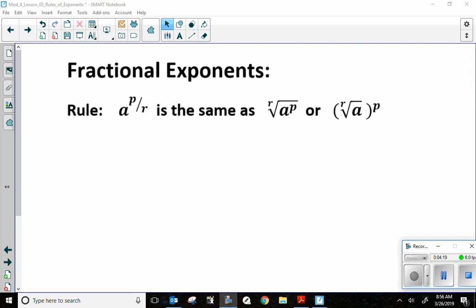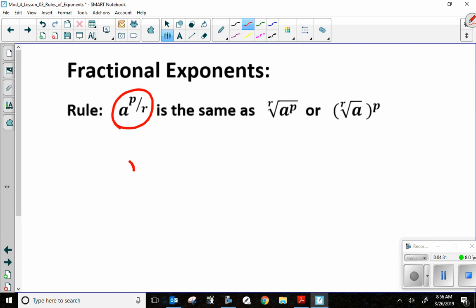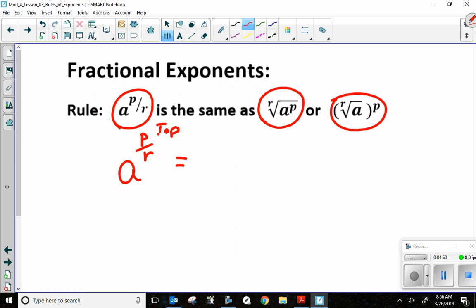All right, I think we've done this before, okay, for rational expressions, but I want to stress this one more time. Anytime you have an exponent that's a fraction, in this case, it's a to the p over r, it can be represented as the r root of a to the p, or the r root of a all to the p. I'll explain that in a minute. But the big thing to remember is top down. That's the top down. The bottom is out.